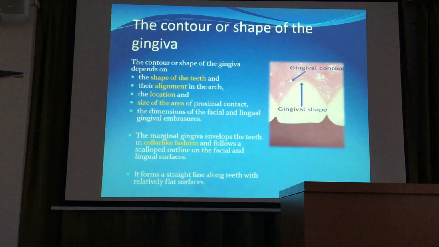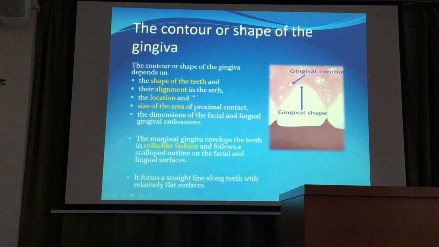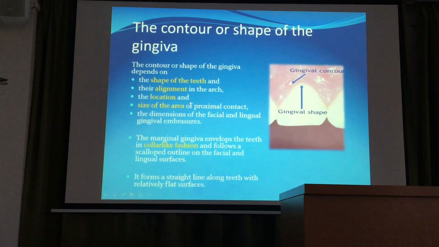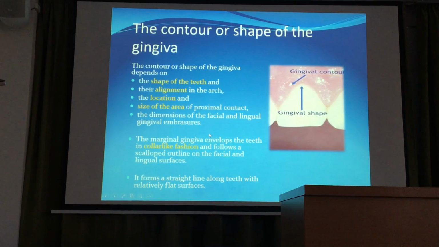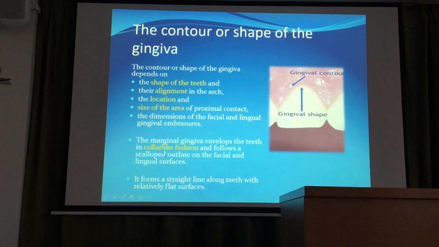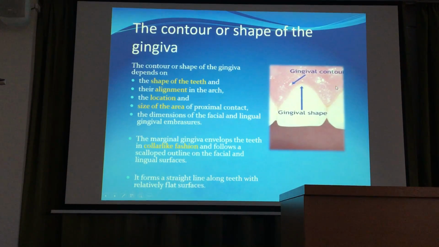Okay, the contour and the shape. The contour and the shape are also determined by many other factors which can be associated with the shape. So of course the localization, and the size of the area of the proximal contact also determine the contour and shape of the gingiva, but mostly the marginal gingiva envelops the tooth in a collar-like fashion, and this is the normal situation.